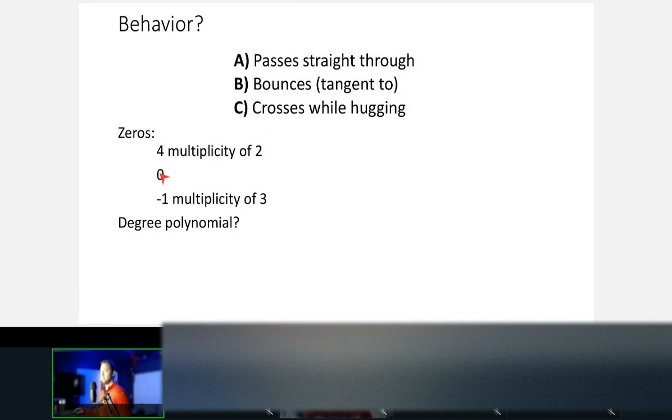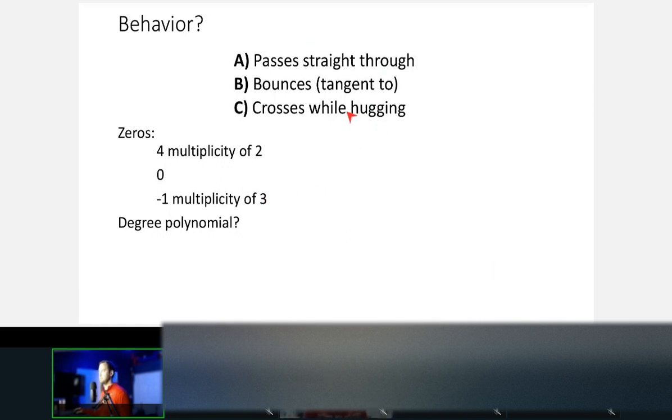What about the zero at 0? A, B, or C? A is correct. It has no multiplicity. It just passes through at x equals 0. And the last one, -1 with multiplicity 3. A, B, or C? It is C, correct. It crosses while hugging. That hugging is that little S curve. That's what it means by hugging. It has a little curve in there, and that's the cubic.